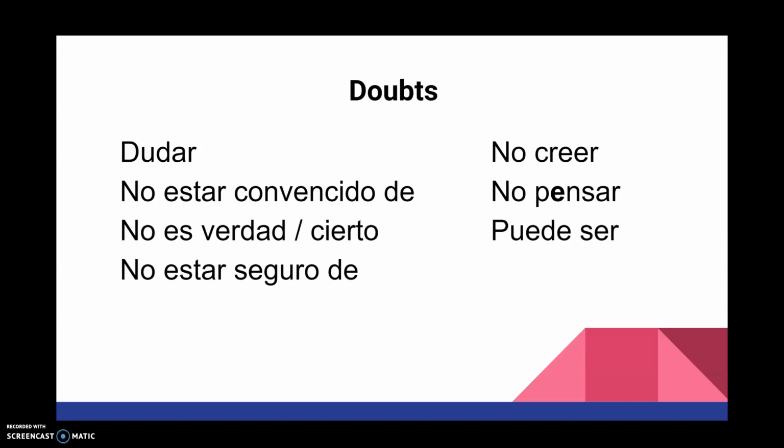Our second to last one is dudar. So if someone doubts something, if you're expressing doubt, and same rules, if you see one of these verbs expressed in the first clause, and these clauses have different subjects and are separated by the word que, you need to use the subjunctive in the second clause. So dudar, no estar convencido de, no es verdad or no es cierto, no estar seguro de, no creer, no pensar, y puede ser.